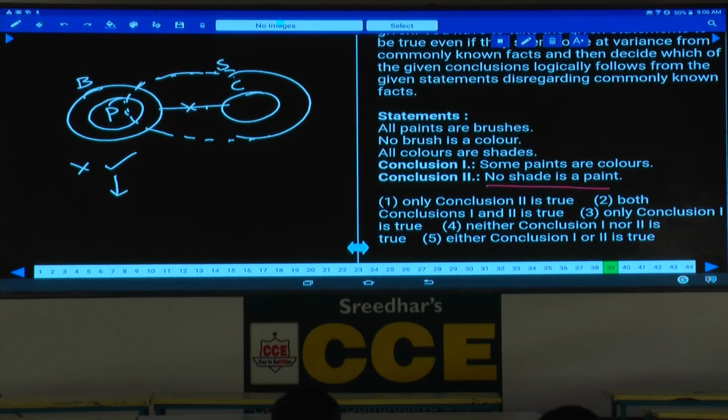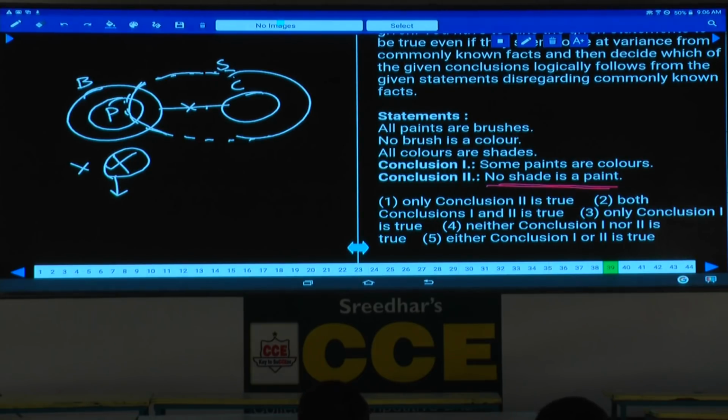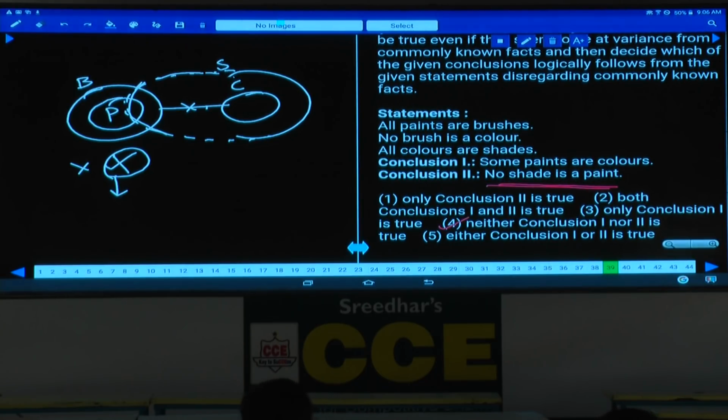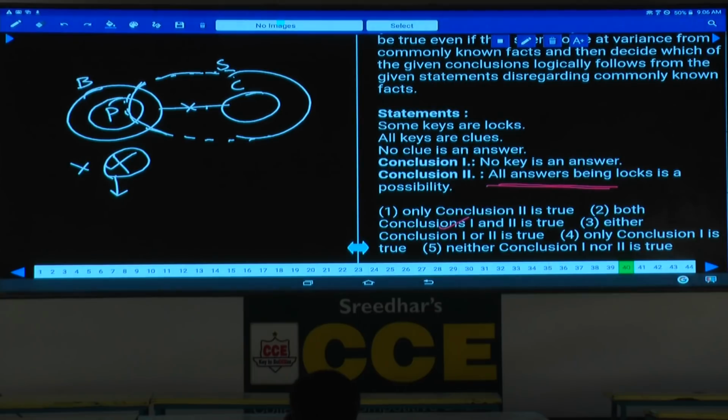At the same time, I have proven a case wherein no shade is a paint is false, because I have proven some shades are paint. If some shades are paints is true, no shade is a paint will be false. Alternate diagram proven, previous conclusion will be false. After making the previous conclusion, then tell me what happened to the first one. First one, some paints are colors. Is it true now? Now also it is false. Hence neither one nor two, choice 4. Done with this? Question number 39, it is choice 4.